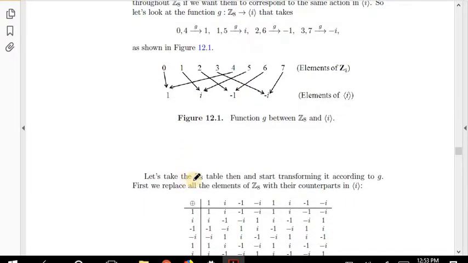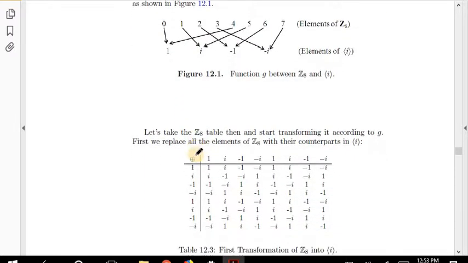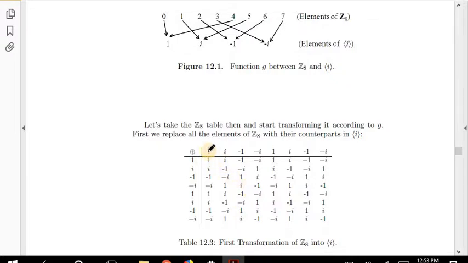So let's take the Z8 table and start transforming. All right, so you get this table. We've replaced the elements of the Z8 table with the elements of the cyclic group generated by i that they go to. For instance, this was 0, 1, 2, 3, 4, 5, 6, 7. 0 goes to 1, so I replace the 0 with 1. 1 goes to i, I replace the 1 with i. 2 goes to -1, I replace the 2 with -1, etc. And if you replace all the elements in the table, then this is what you get.